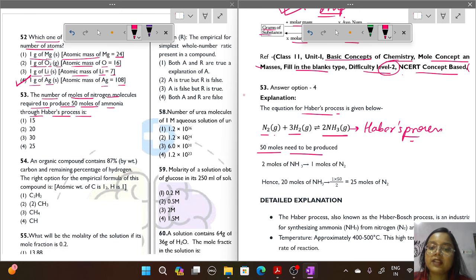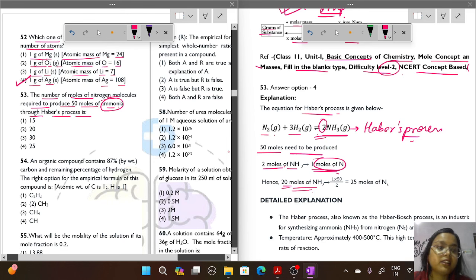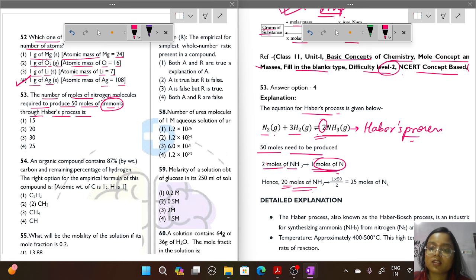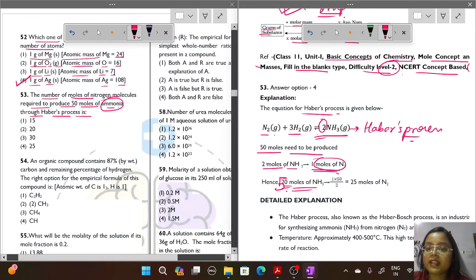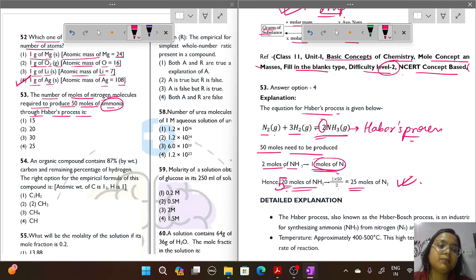Okay. So here we can equate it as follows: 2 moles of NH3, because here 2 moles are there. So if 2 moles of ammonia are formed from 1 mole of nitrogen, or you can say 1 mole of nitrogen is required to form 2 moles of ammonia, then how many moles are needed for the 50 moles of NH3 given in the question? So 1 into 50 by 2, which is 25 moles. So 25 moles of nitrogen will be required in this case.